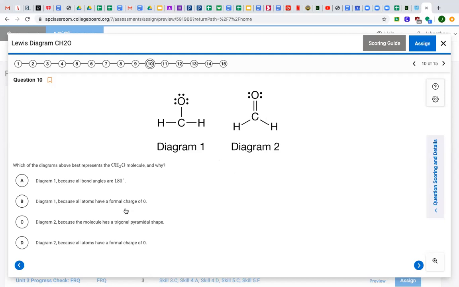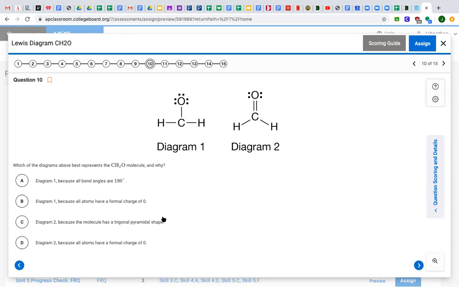I got diagram 2 because of the formal charge. Yeah, that's right. Diagram 1 is wrong because oxygen has a -1 formal charge and carbon has a +1 formal charge. So these two aren't happy, but these two are. So yeah, D is correct. That's really tricky. Do you see that now, Rainisha? Yes, I do. Yeah, that was really tricky.